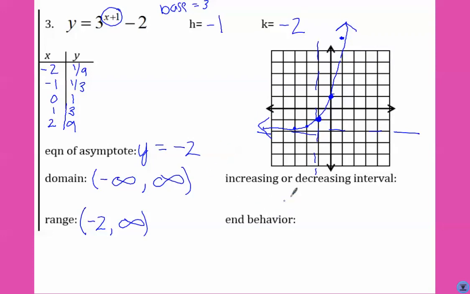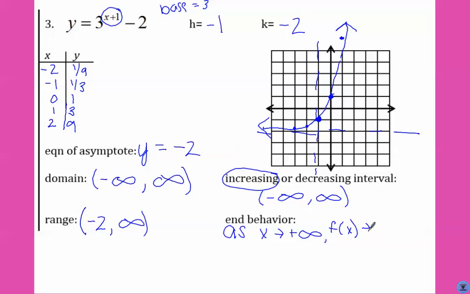So what is this graph doing the whole time? It's increasing from negative infinity to infinity. And let's write our end behavior. On the right, our arrow is going up. And on the left, it's going towards our asymptote, which is at -2.